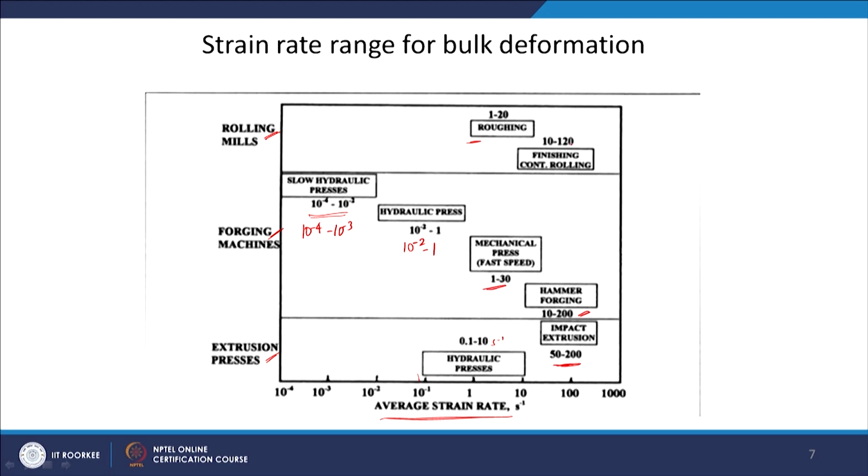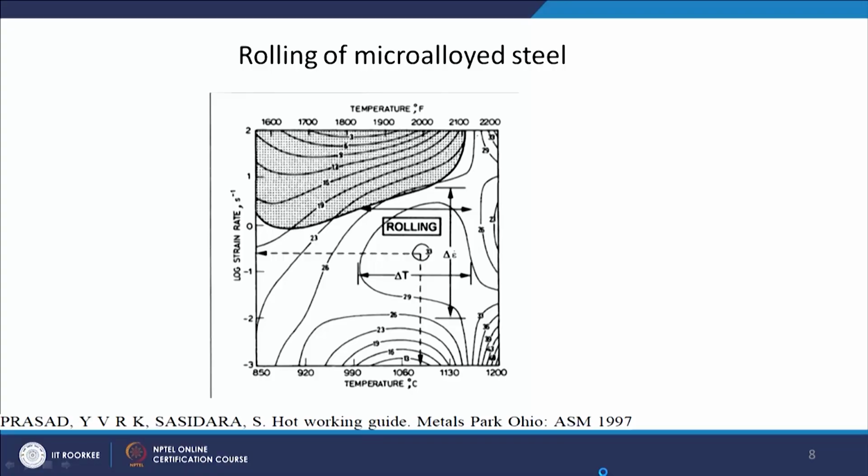The strains are usually low in this case. Of course, the strain rates are high, but the amount of strain you put in one pass is quite low, and the deformation is usually at low temperature, or usually it is cold rolling, so room temperature rolling, just to maintain a good finish of the surface. You apply only a very small amount of strain, and you try to give whatever shape you want to the material. These are called finishing operations, to give a good surface finish to the material. These are the strain rate ranges.